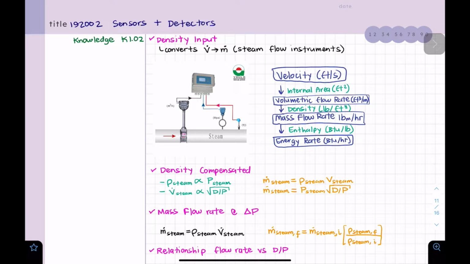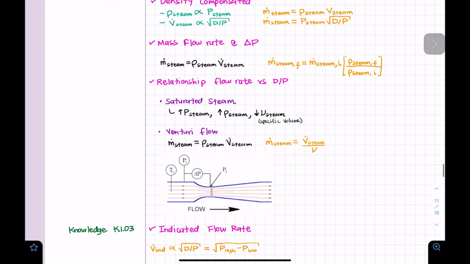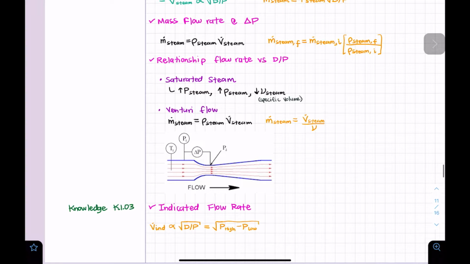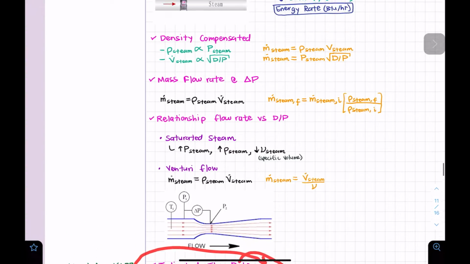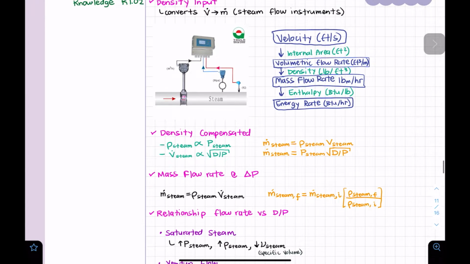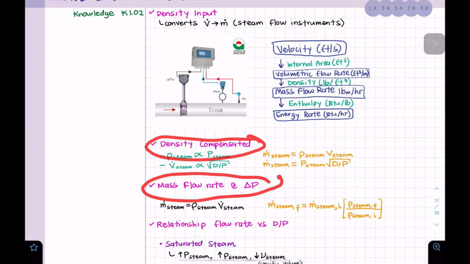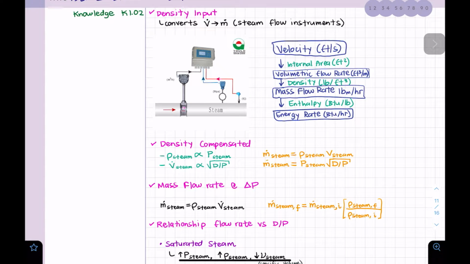So we'll start with knowledge K102, and in this subject, we're actually gonna review two. We're gonna also review knowledge K103 because it's just like this information about indicator flow rate. So we will go over some density input, some steam flow instruments, density compensated, mass flow rate, and the relationship between the flow rate and the differential pressure.